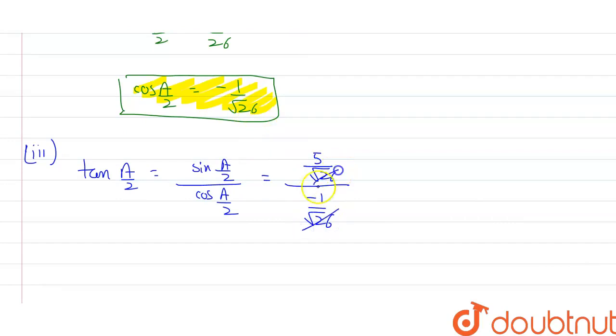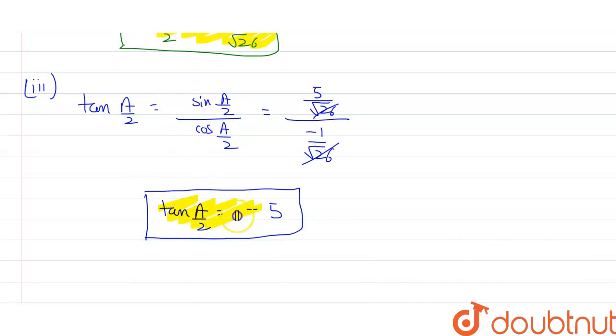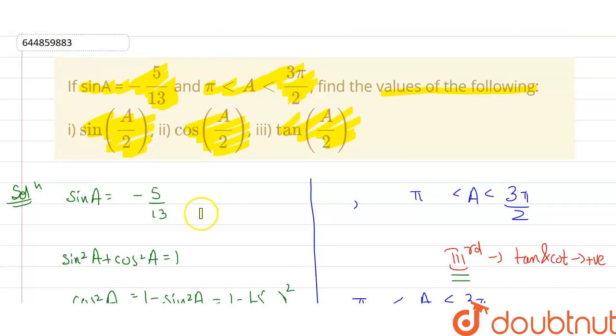Clearly this part cancels out, and I receive the value of tan A by 2 as minus 5, right? Why minus 5? Because this A by 2 lies in the second quadrant, and in the second quadrant only sin and cosec are positive, so tan will also be a negative value. That's why we are receiving the negative value minus 5. Now I can say that I have found all the values, tan A by 2, cos A by 2 and sin A by 2, according to the question given to us.